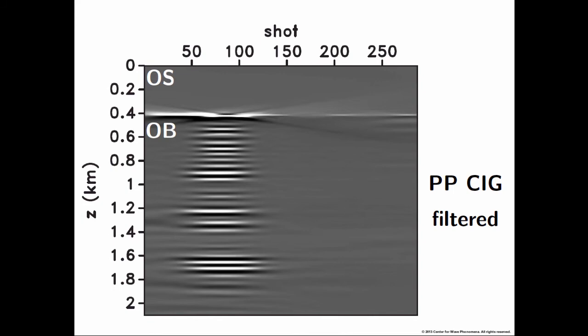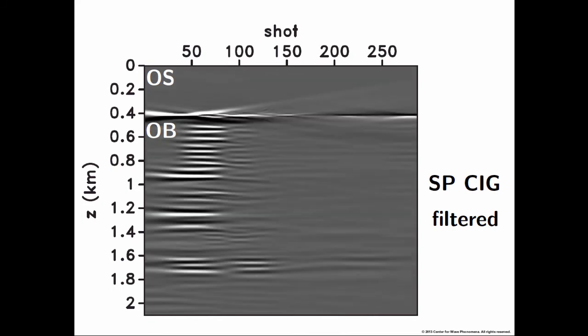Similarly, we do the same filter to the PSCIG and SPCIG. In those two CIGs, we can see that at normal incidence, there's still no energy. And from the left side to the right side of the image, there is still a polarity change. But in this image at 1.5 kilometers, we can see the left side of the image is much stronger than the right side. But this is not always true for all the CIGs, so we cannot stack them over shots directly.